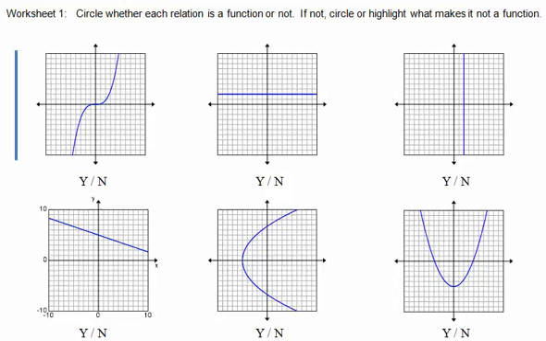Unit 1, Worksheet 1. It says circle whether each relation is a function or not, and then if not, circle or highlight what makes it not a function. Okay.